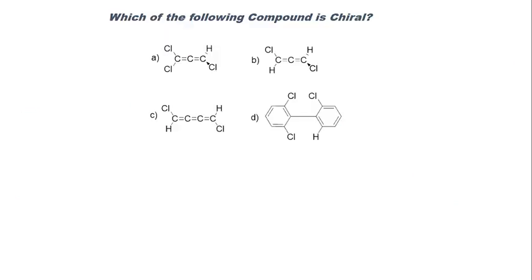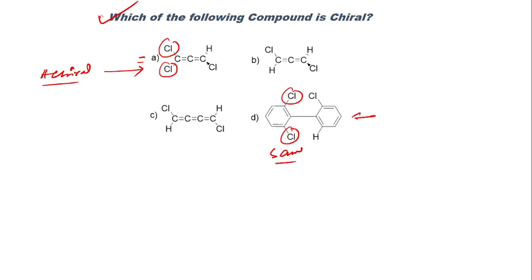Now we will move to a different kind of chirality. But before that, let's solve these questions. Which of the following molecules is chiral? First, these two are the same. As these are the same, this is an achiral allene. Look here. These are the same, so this is also achiral. Here we find these two groups are different and these two groups are different. So this is chiral.